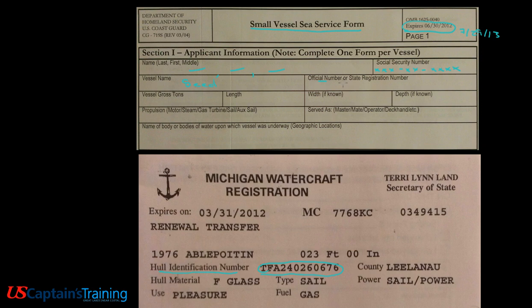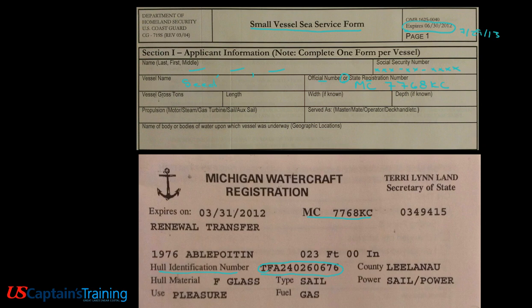And the form says "or state registration number." Here's the state registration number. So when you buy a boat, you go pay your taxes, you'll get a registration number, and this boat's is MC7768KC. That is the state registration number.